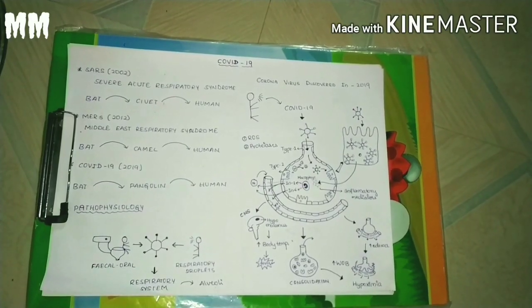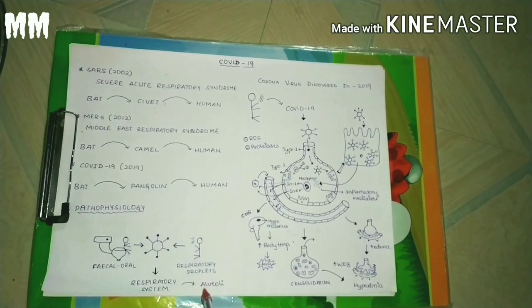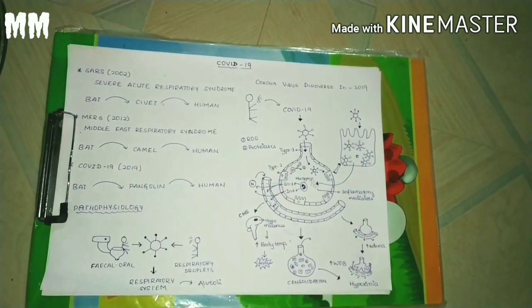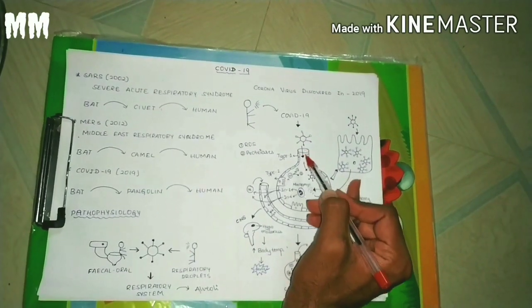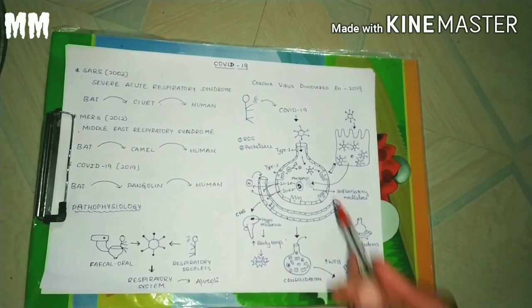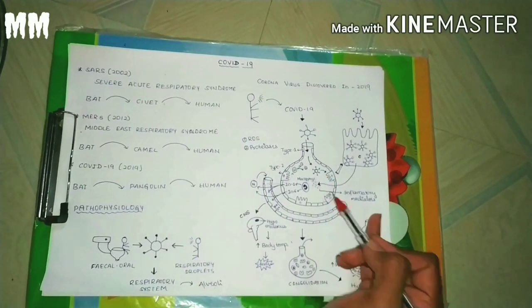Once it gets into the respiratory system, it attaches to the alveoli. So let's zoom into the alveoli and look at them. Once it comes into the alveoli, it attaches to the type 2 pneumocytic cells. And what are these cells?